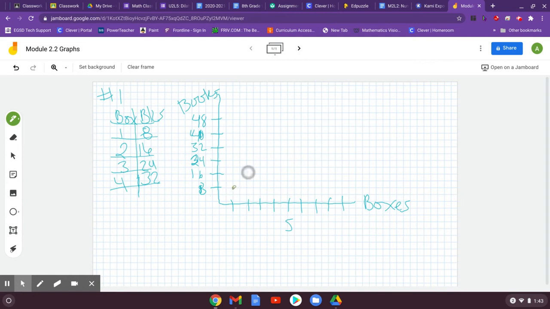2 is 16. You notice my slope. I'm basically going up 2 over 2, up 2 over 2. And I can actually just keep going if I want. Now the question is, do I connect them or not? Well, it's books. I can't have half a book show up. I can't have half a box show up. So it is discrete, which means I'm going to leave my dots alone.